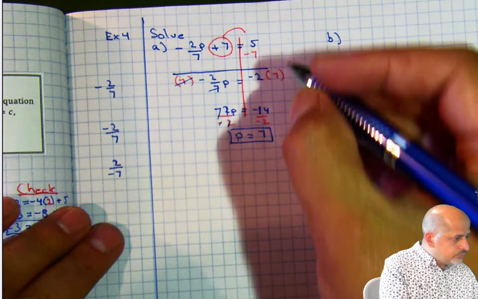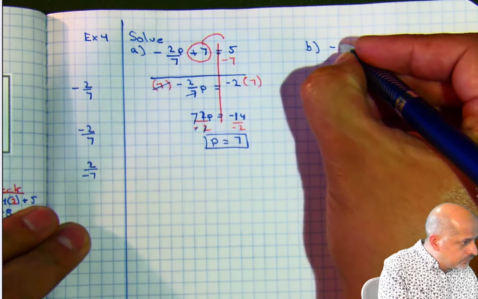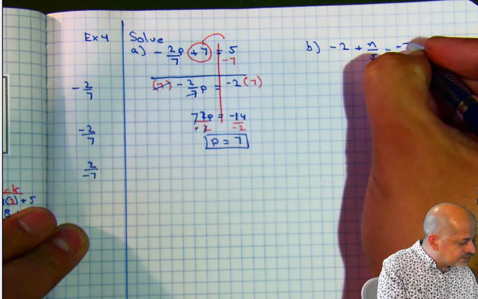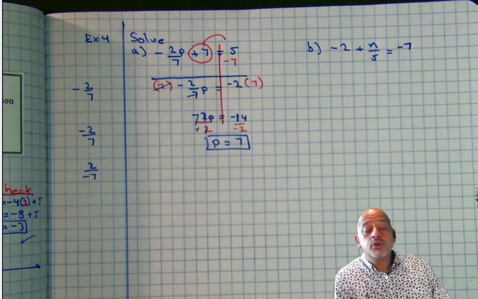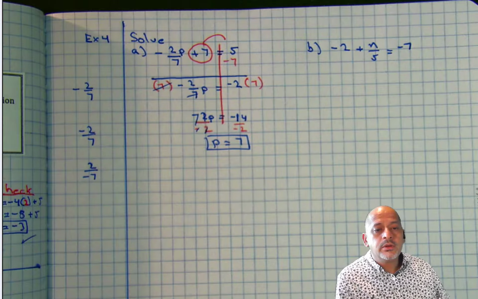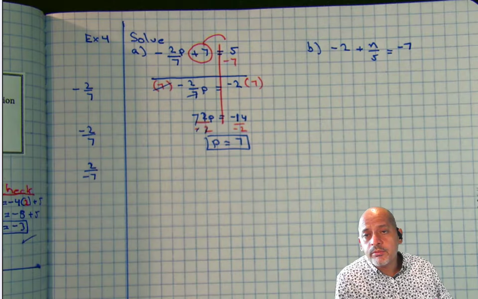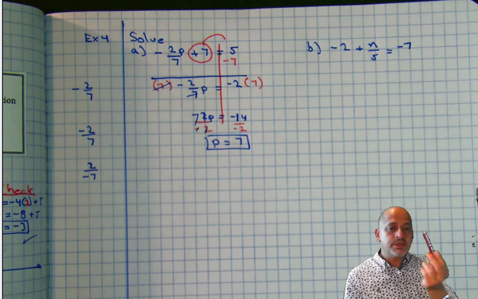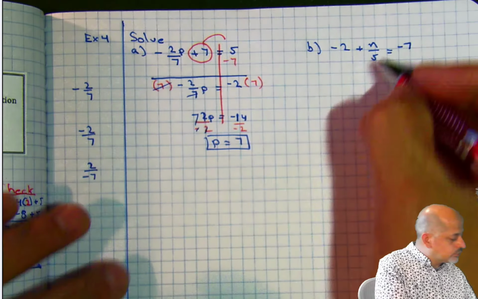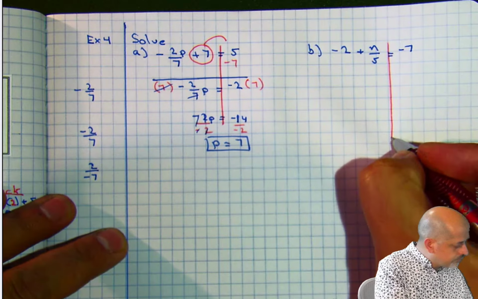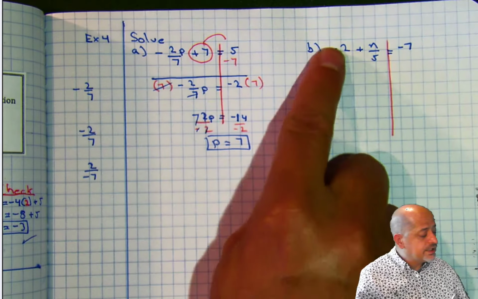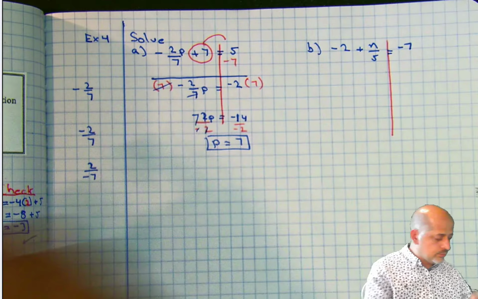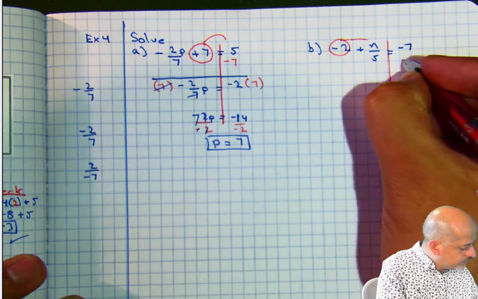Letter B, we have negative 2 plus n over 5 is equal to negative 7. So go and pause it, work it out, and see what you get. Pause it. Excellent. So what should be the first step? So we're going to draw the line. Next, I need to get rid of the negative 2 and the 5. So which one? Negative 2. Move the negative 2 to the right, and it becomes a positive 2.